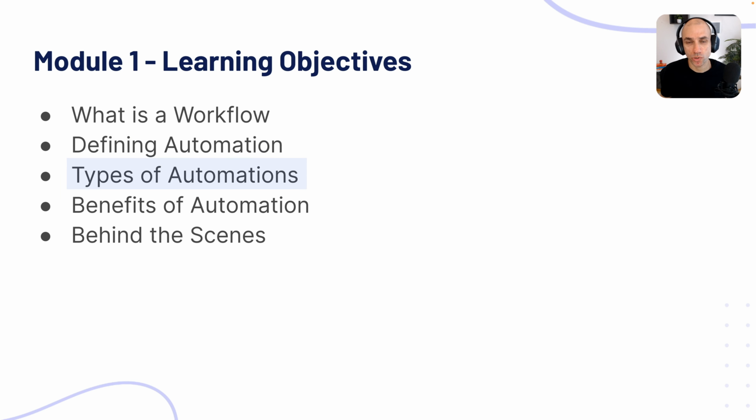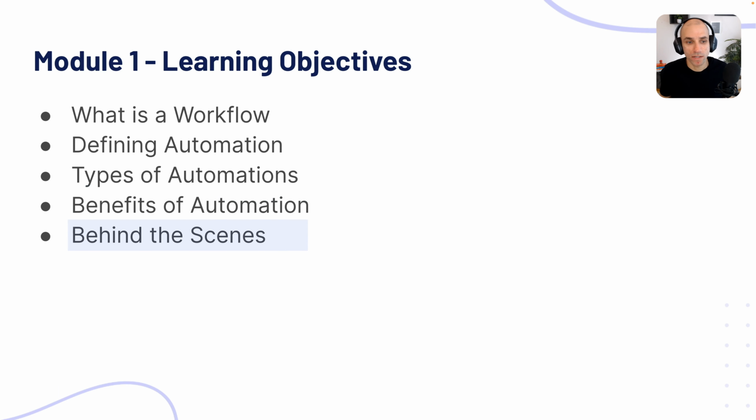Then I'll also show you different types of automations, although we are only going to be focusing on a single type of automation, but it makes sense to have context into when we say automation out in the wild, it could mean different things. And it's always a good idea to be aware of the different types of automation that exist out there. The next one is benefits of automation. We'll talk about what are some of the benefits that you get by automating workflows and why should you even care.